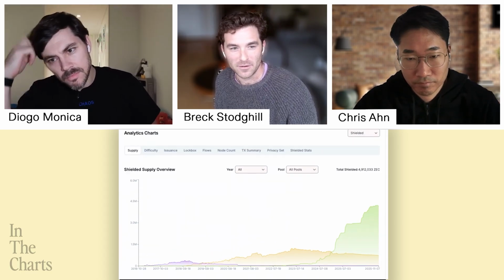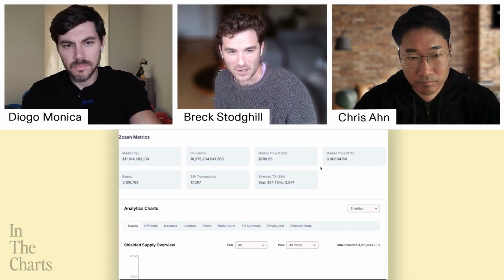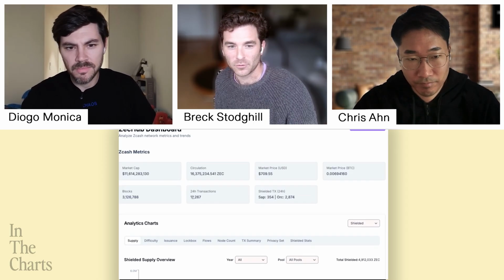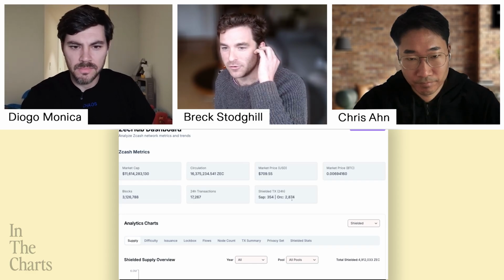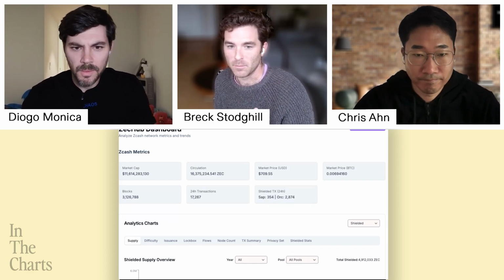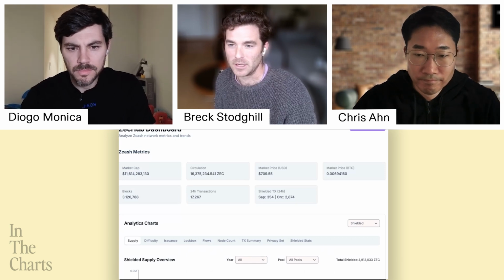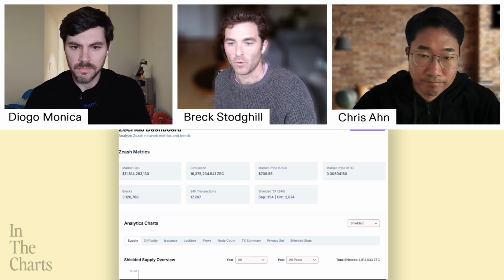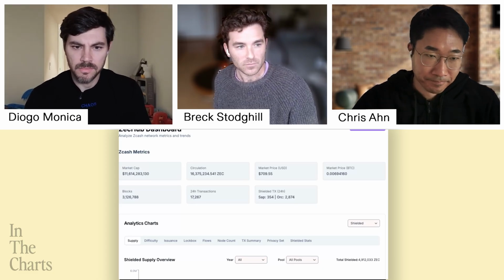But if you look at how many people are using the chain, there's not very many. There's only like 17,000 transactions in the last 24 hours, and only like 3,000 of those are shielded. So despite this narrative of privacy being important and back, it doesn't seem like people are actually really using privacy for payments. It's more so privacy as a store of value.